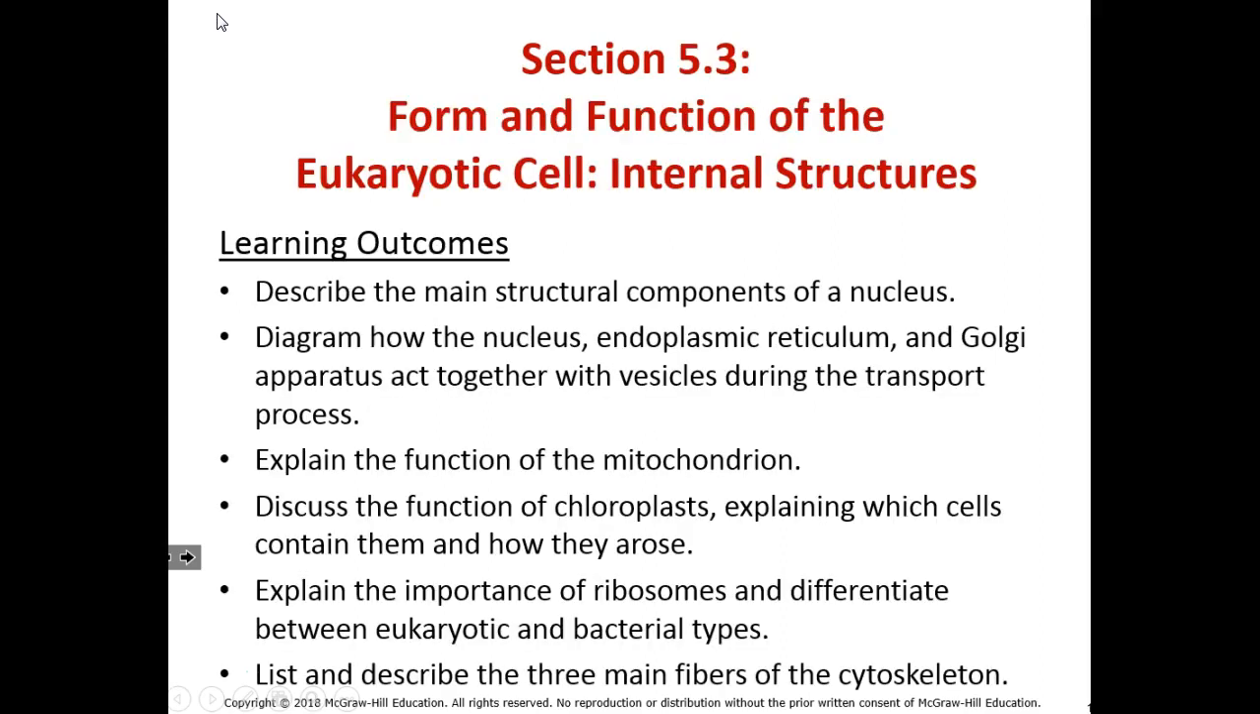Okay, and we know some differences in prokaryotic and eukaryotic cell walls. Describe the main structural components of a nucleus. That's what we're going to talk about in the internal structures. Diagram how the nucleus, endoplasmic reticulum, and Golgi apparatus act together with vesicles during the transport process. We're going to explain the function of the mitochondrion, discuss the function of chloroplasts, explaining which cells contain them and how they arose, and we're going to explain the importance of ribosomes and differentiate between eukaryotic and bacterial types. List and describe 3 main fibers of the cytoskeleton.